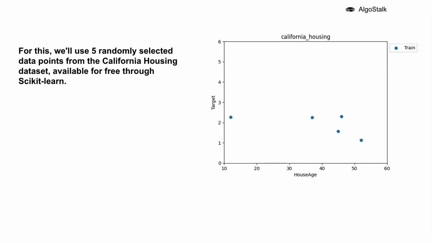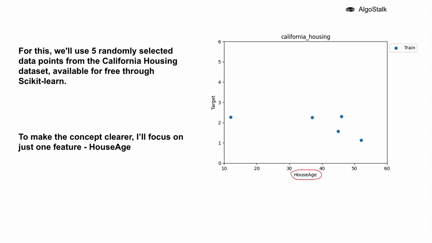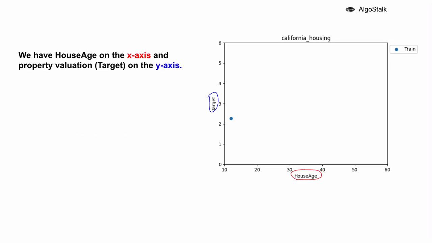For this, we'll be using 5 randomly selected data points from the California housing dataset, which is available for free through scikit-learn. It's a great way to see linear regression in action with real world data. To make things clearer, I'll focus on just one feature, house age, to predict our target variable. This will help us see how linear regression really works.